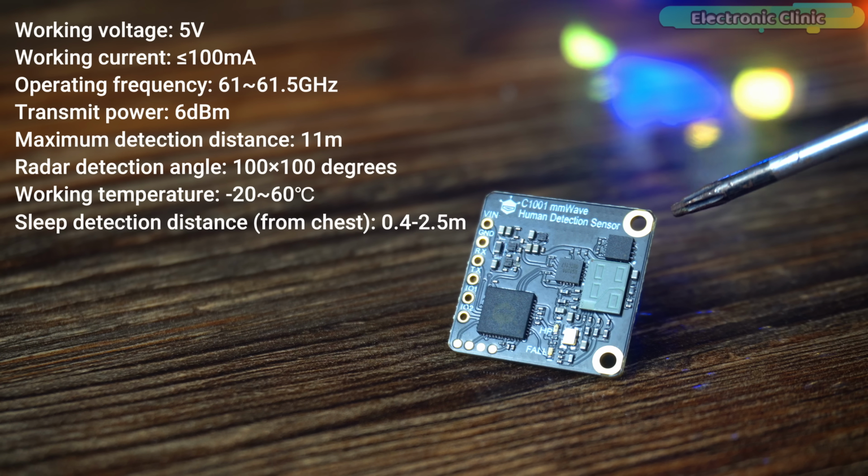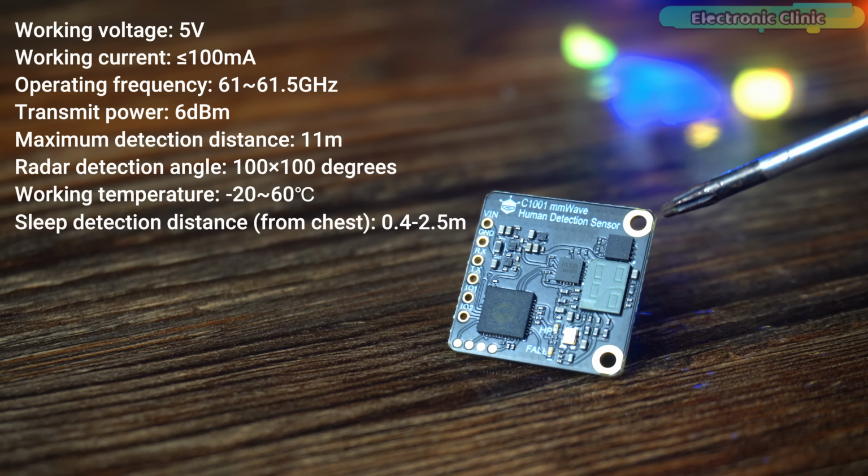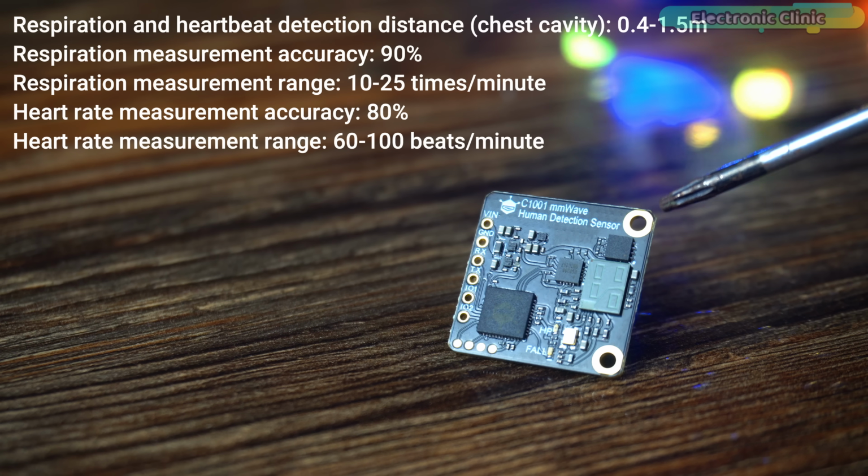Operating frequency is 61 to 61.5 GHz. Transmit power is 6 dBm. Maximum detection distance is 11 meters. Radar detection angle is 100 by 100 degrees. Working temperature is from minus 20 degrees Celsius to plus 60 degrees Celsius. Sleep detection distance from chest is 0.4 to 2.5 meters. Respiration and heartbeat detection distance from chest cavity is 0.4 to 1.5 meters.